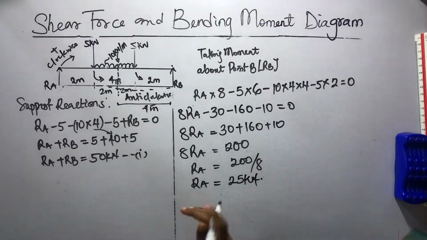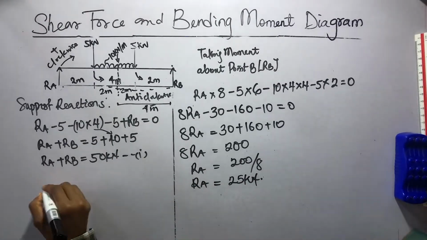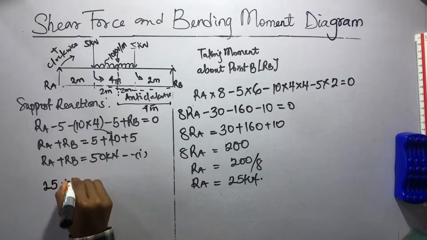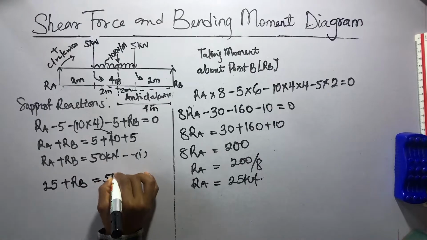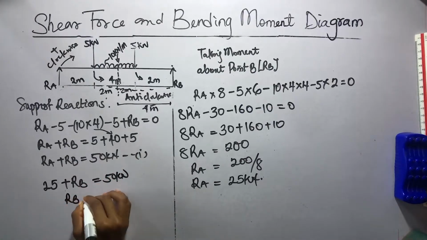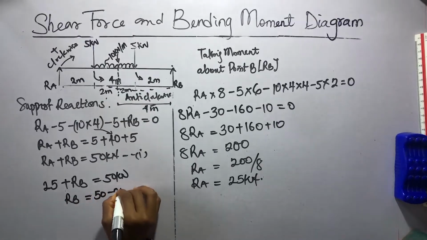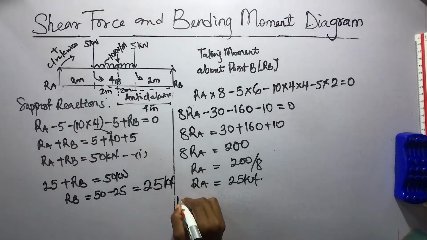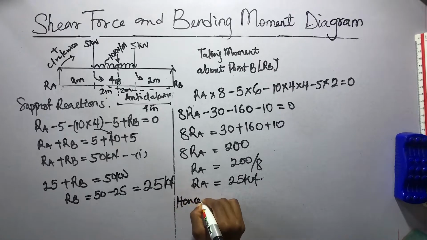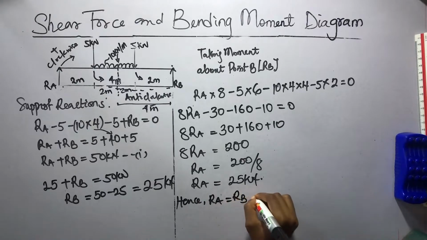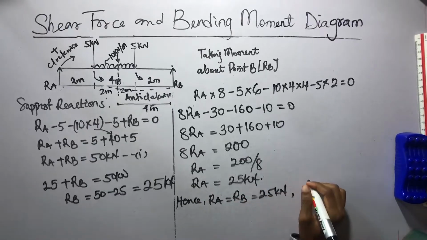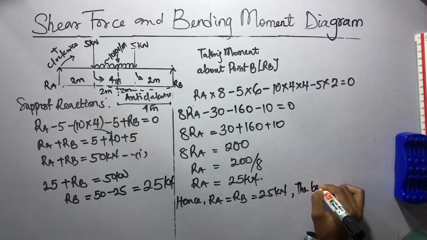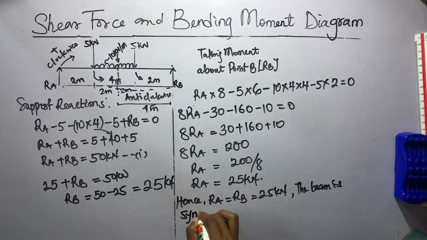Now we'll put this back into equation 1. So we have 25 plus RB is equal to 50. Collecting like terms, we have RB is equal to 50 minus 25, which is 25 kilonewton. Hence, RA is equal to RB, which is equal to 25 kilonewton. It is safe to say that this beam is symmetrical. Now we've successfully obtained our values for the support reactions at point A and at point B.